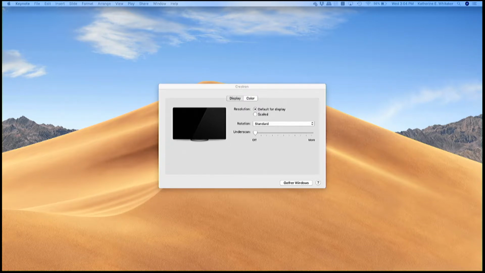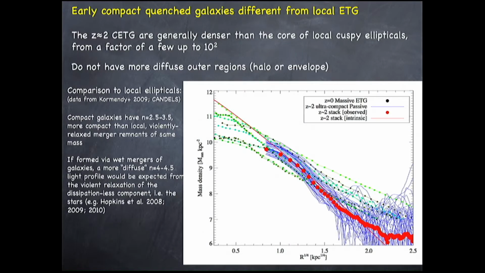So this is exactly what Kate was saying. They don't seem to have an extended surface brightness halo. So this is tricky. This is it, there's a stack. So this basically drives home the point that Kate was telling you.